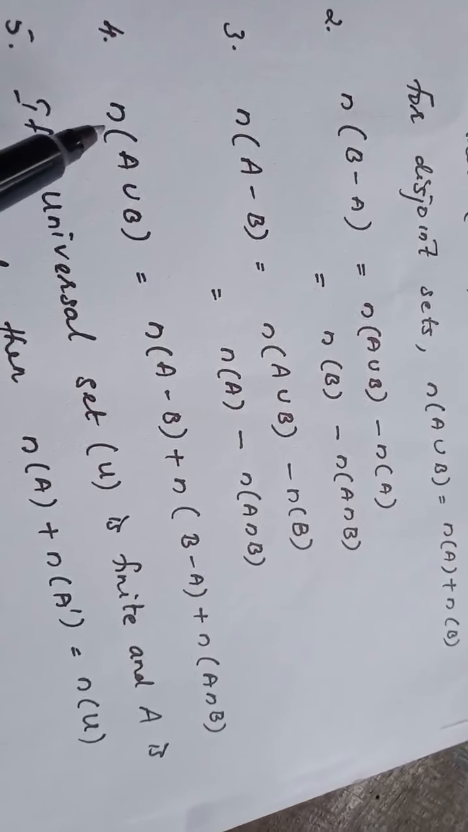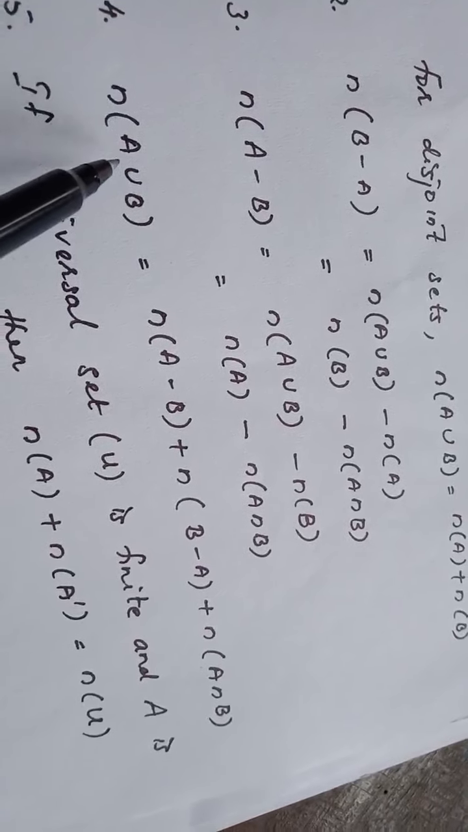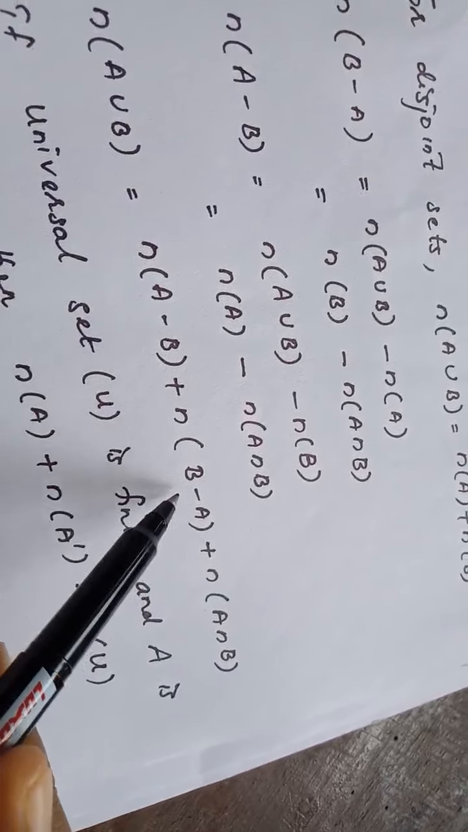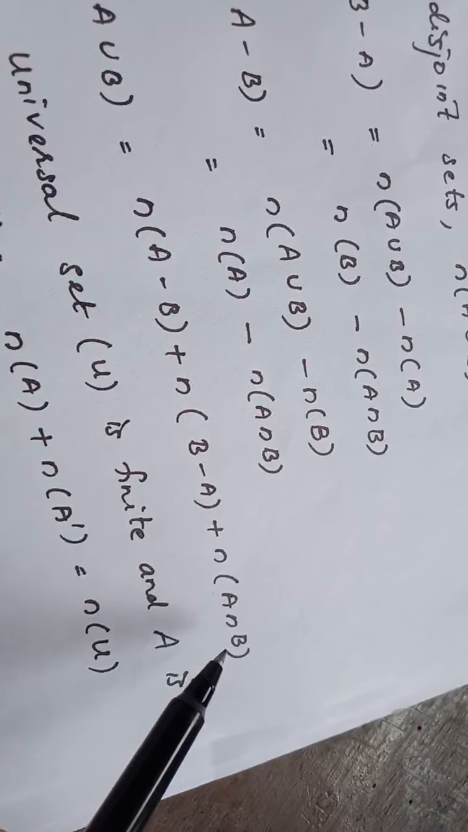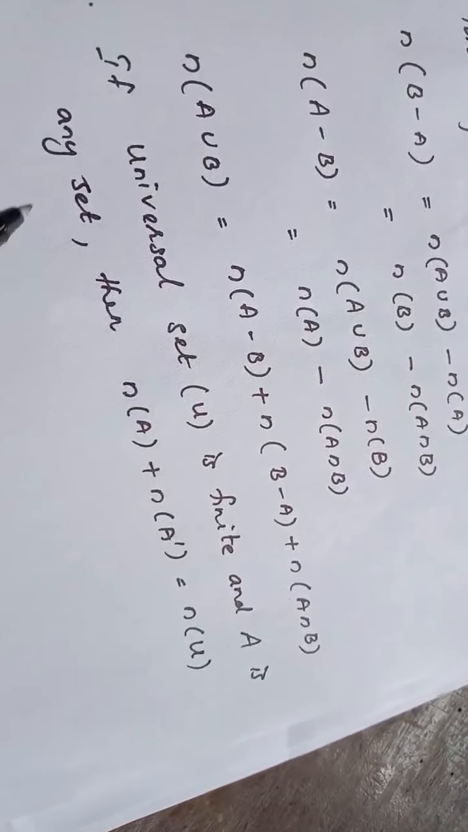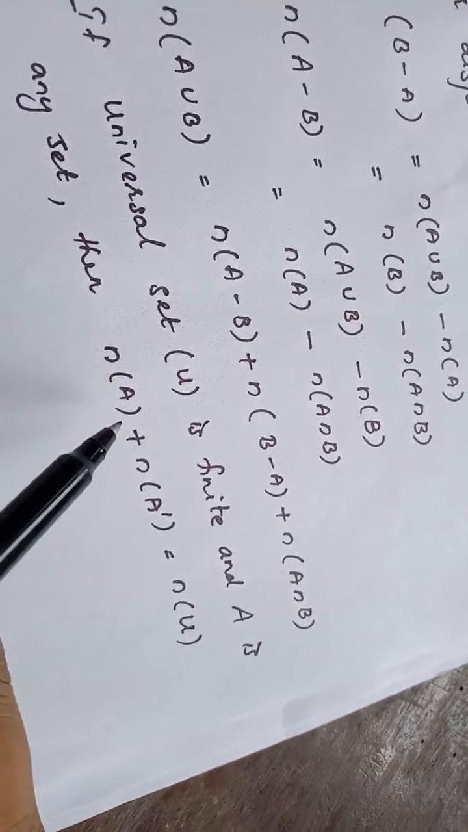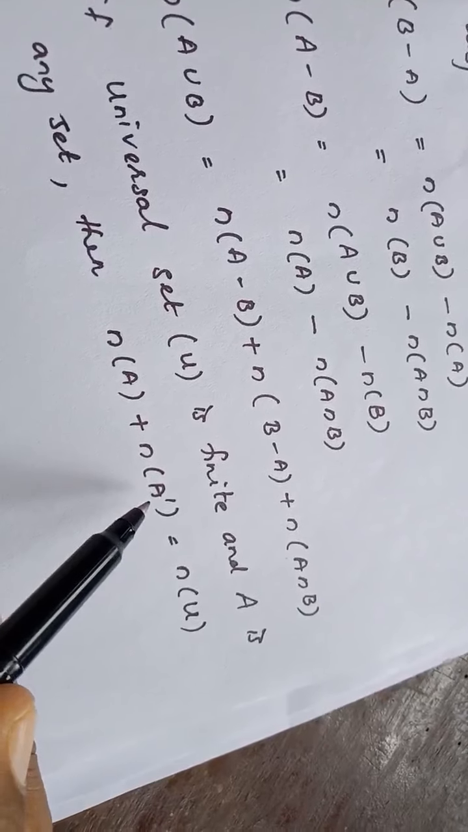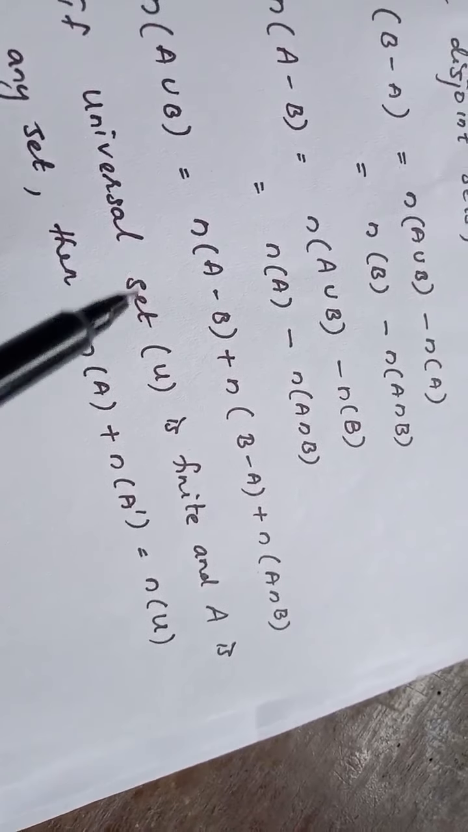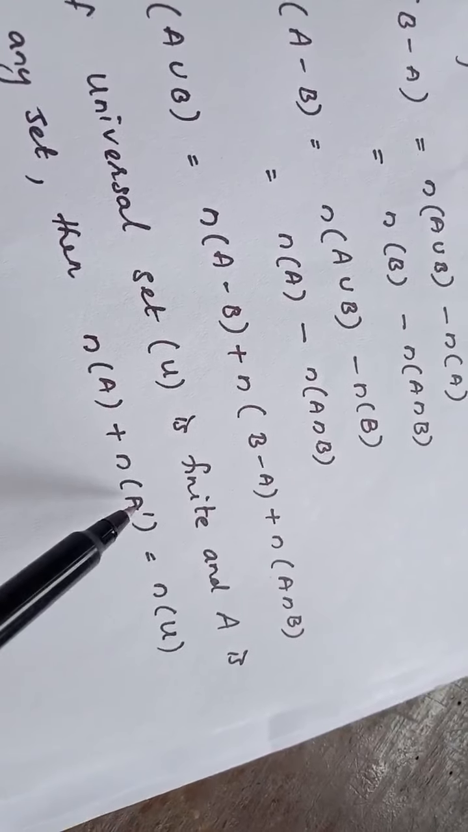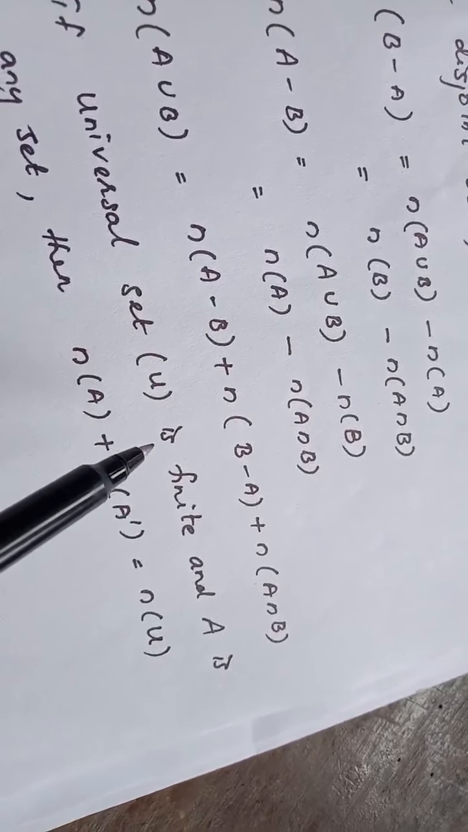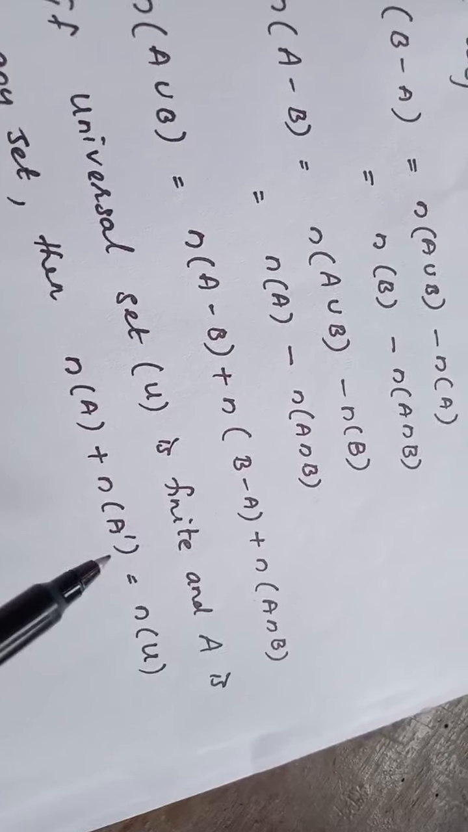Next, fourth one, we have cardinality of A union B. Number of elements in A union B is equal to n of A minus B plus n of B minus A plus n of A intersection B. Now if universal set U is finite and if A is any set, then number of elements in A plus number of elements in A complement will be number of elements in universal set, if universal set is finite. A complement means complement of A, that means all the elements in universal set but not in A.